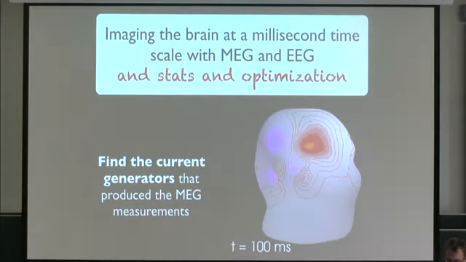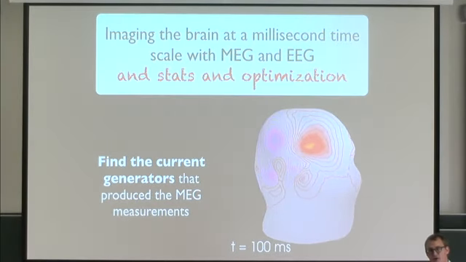So this is quite a long introduction. The problem now is that you have this non-invasive data outside of the head that is completely passive. How do you do imaging? How do you make images of the active brain?